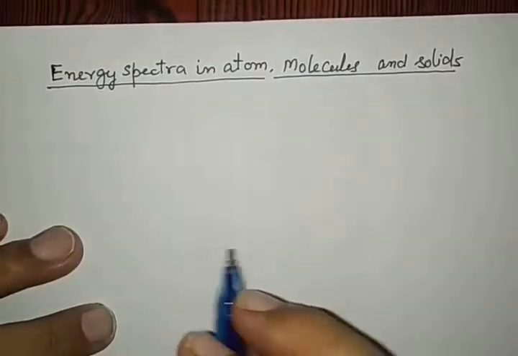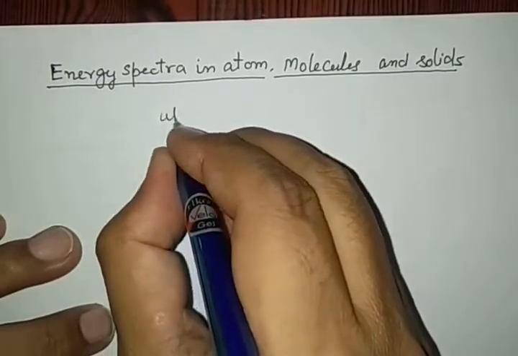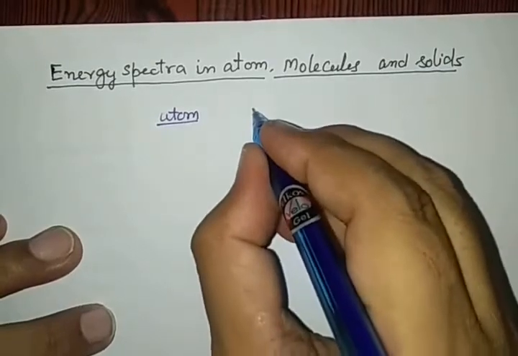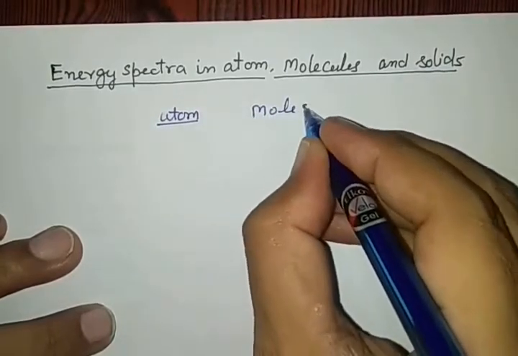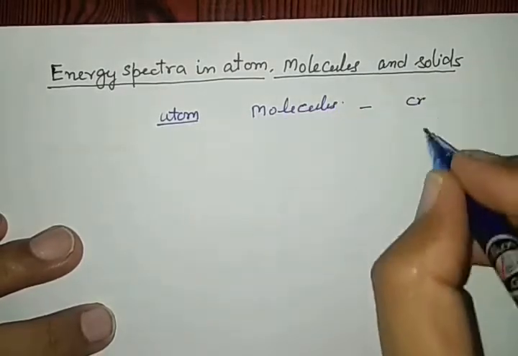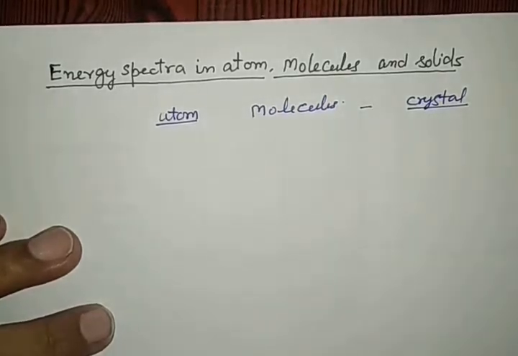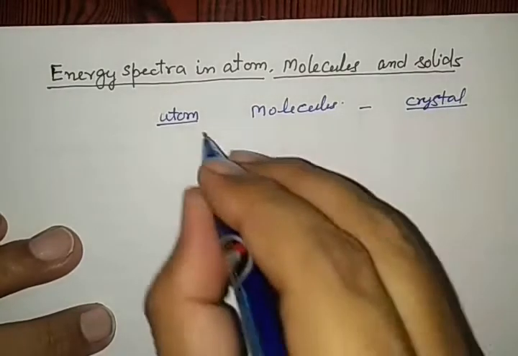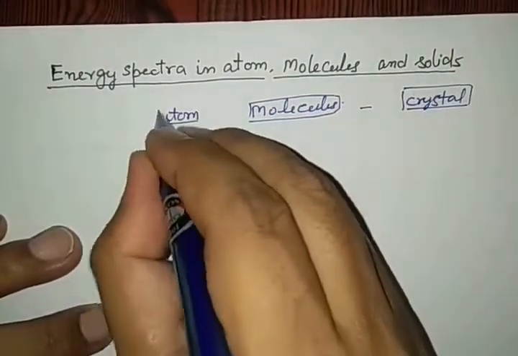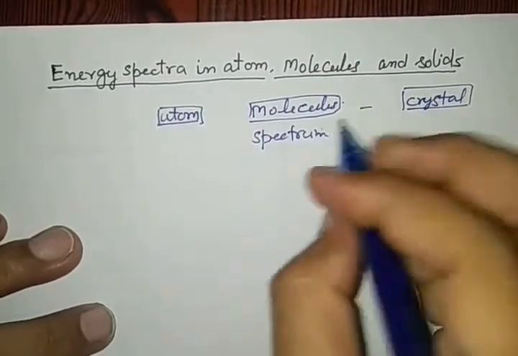Here in this topic, what we will see is: when we take an atom, then we take a molecule, then we take a systematic arrangement of molecules, that is crystal or solid, we observe the spectrum analysis of all of these one by one.